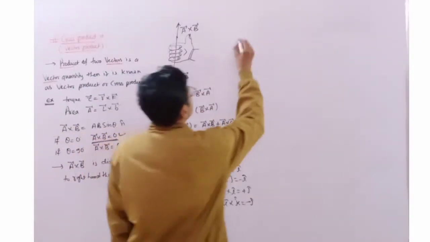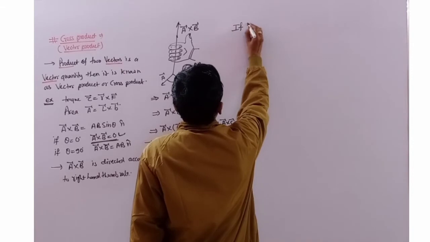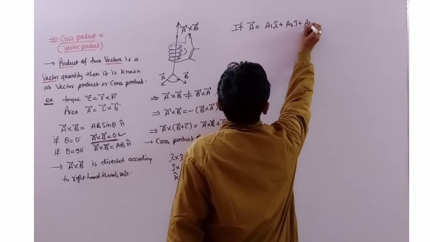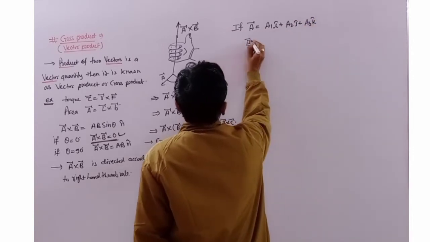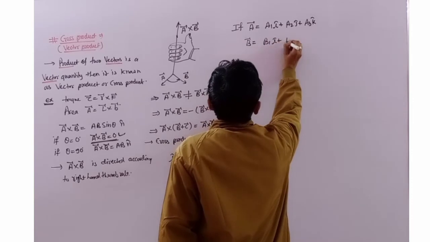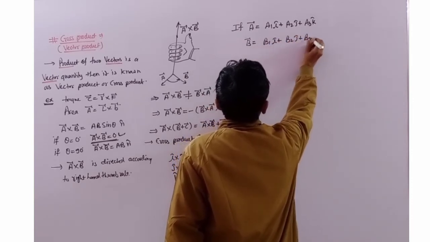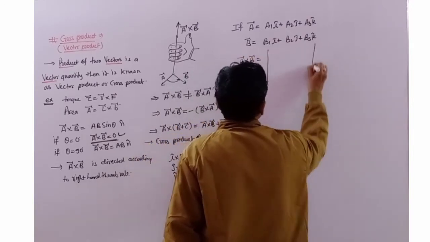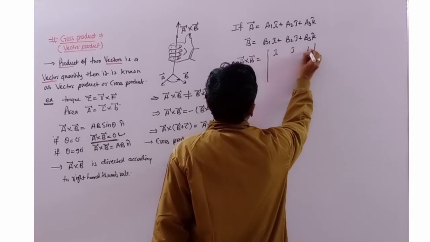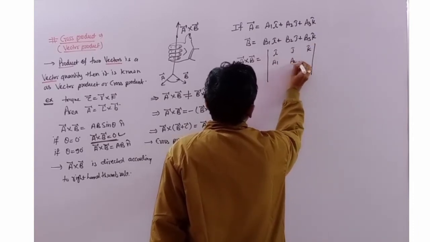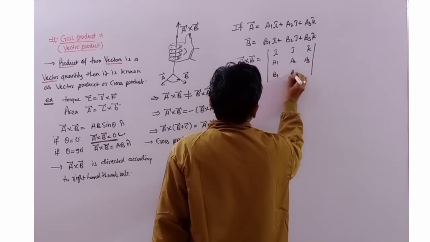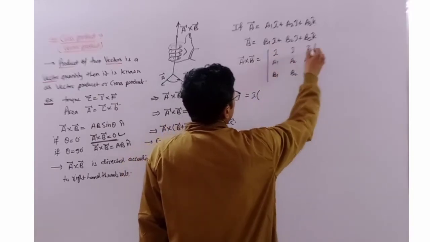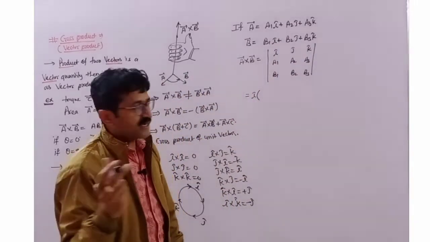Listen, if vector A is equal to A1 I plus A2 J plus A3 K, and vector B is equal to B1 I plus B2 J plus B3 K, then what about A cross B? A cross B will be like this. Put here I, J, K, A1, A2, A3, B1, B2, B3. How to solve? It's very simple. Just take its determinant. You know how to solve determinants, very simple.